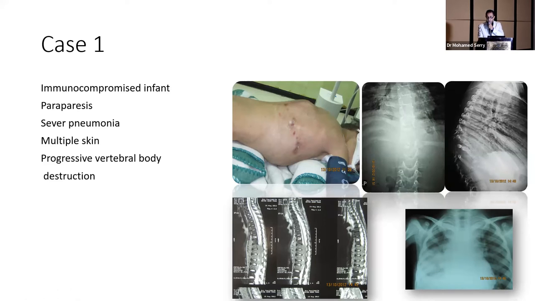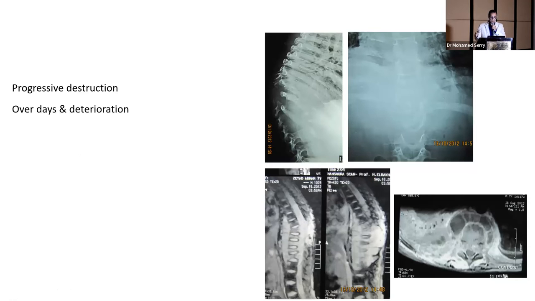The 2 years old? Yes, two years. Spondylodiscitis, infection? What type? Pyogenic. Yes, immune compromised infant. There is progressive destruction over maybe 2 weeks up to complete disappearance of this vertebra. MRI shows intraspinal and paraspinal soft tissue mass. Management, what to do?